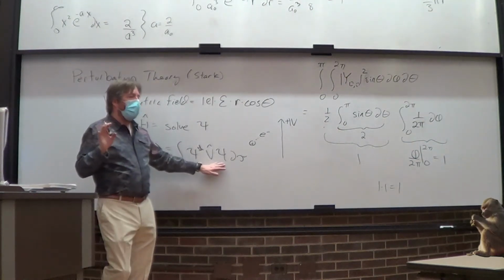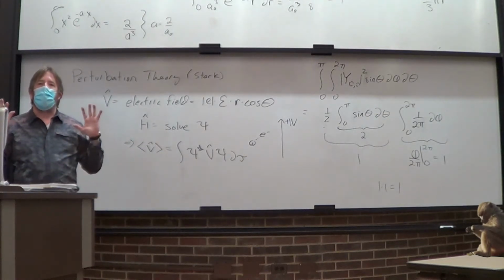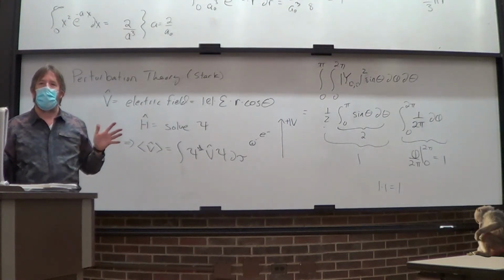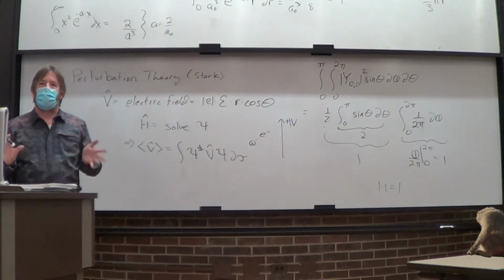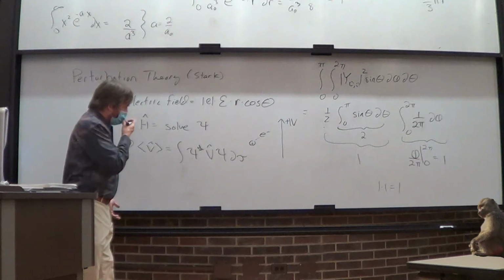You're using wave functions that are not the wave functions of the full Hamiltonian. They are not the eigenfunctions of the full Hamiltonian. So that's why this is an approximation.